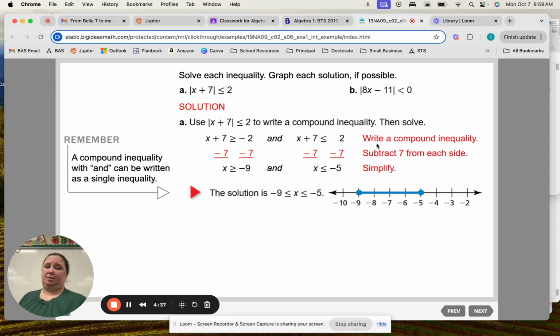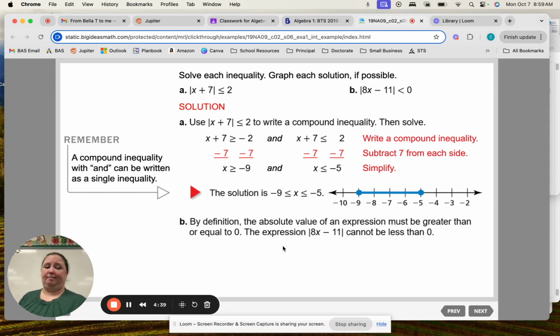All right, I'm going to guess this is probably the or up here, but we'll find out. By definition, the absolute value of an expression must be greater than or equal to 0. So we know it cannot be less than 0.